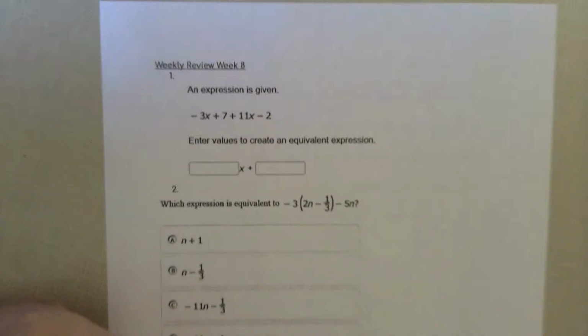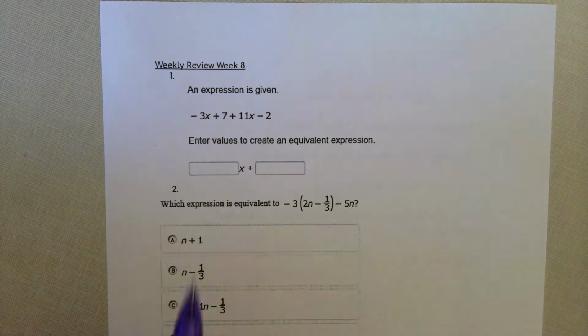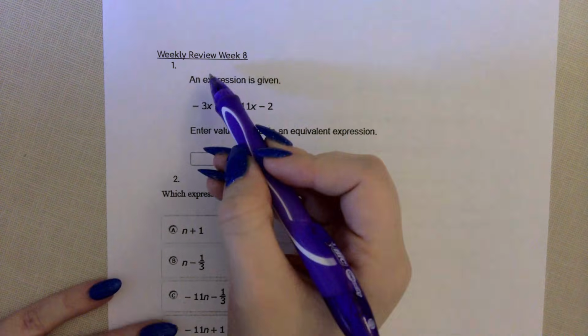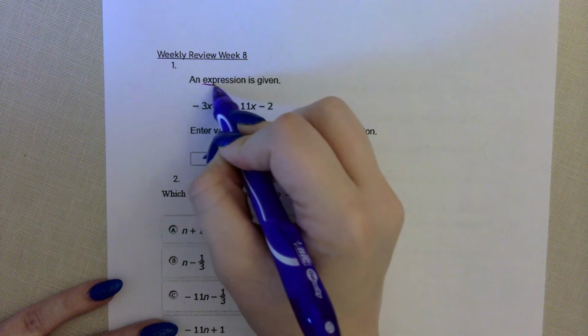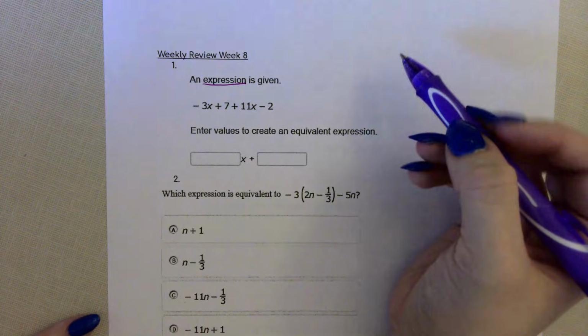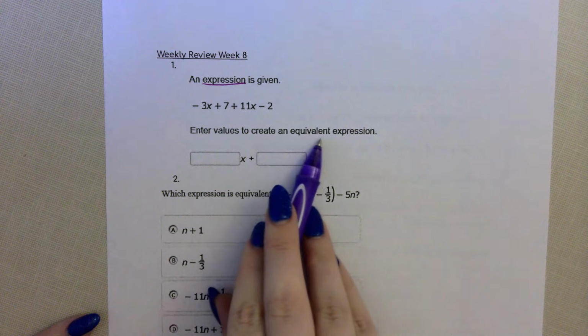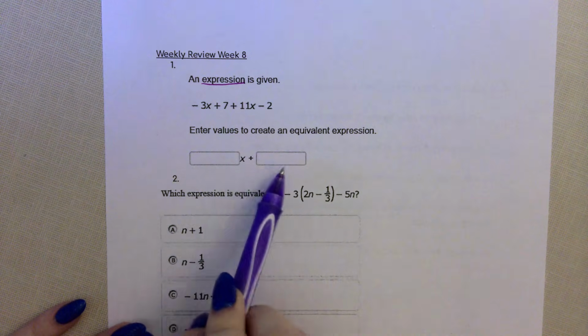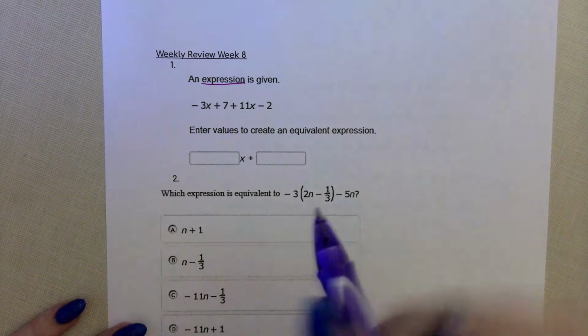Okay, today we are going to be looking at our weekly review, week 8. If we look at number 1, it says an expression is given. Remember, an expression does not have an equal sign. It says enter values to create an equivalent expression. So I have one box for my x and one box for my constant.